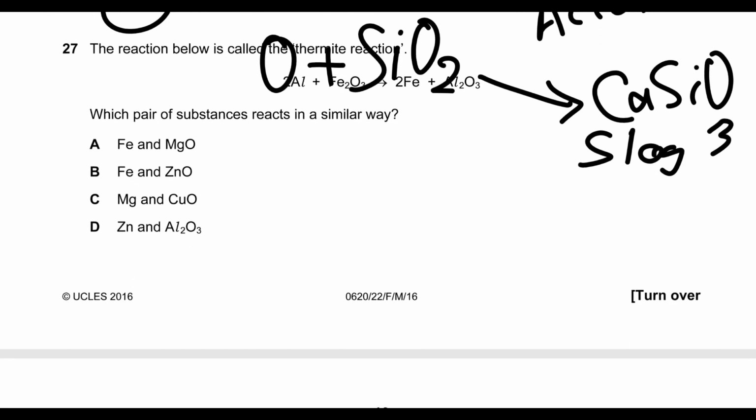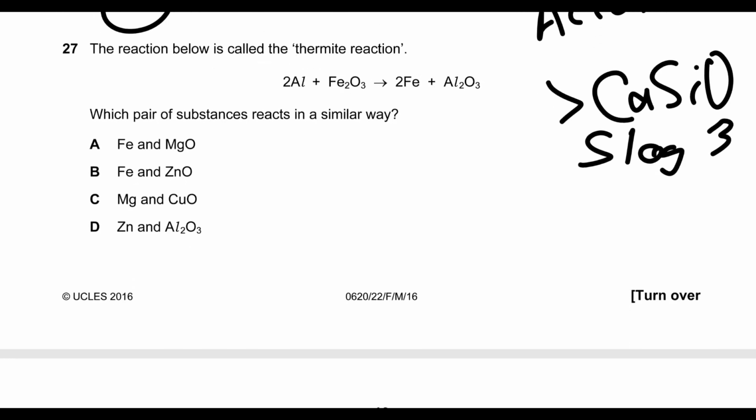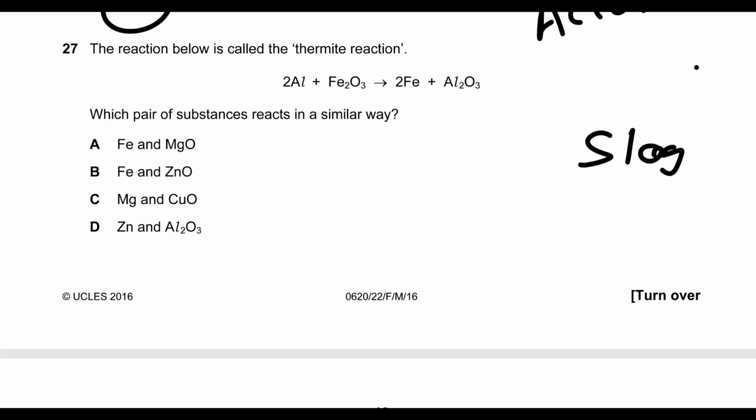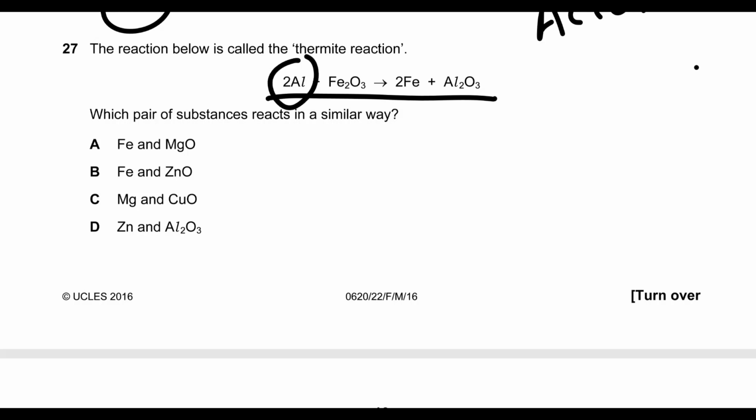In question 27, you have the thermite reaction. The reaction below is called the thermite reaction between aluminium and iron oxide. This reaction produces iron and aluminium oxide because aluminium is more reactive than iron. So here we have a substitution reaction, a displacement reaction.